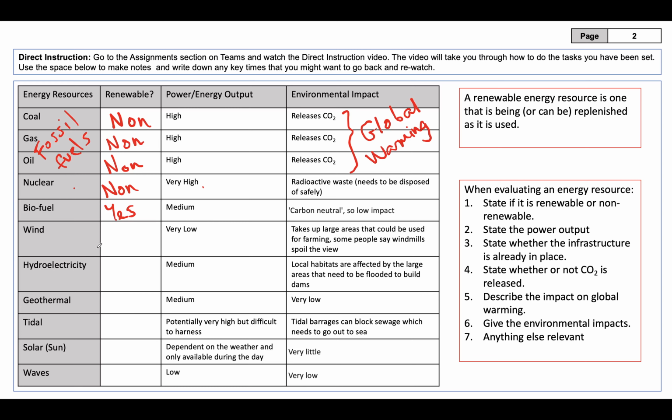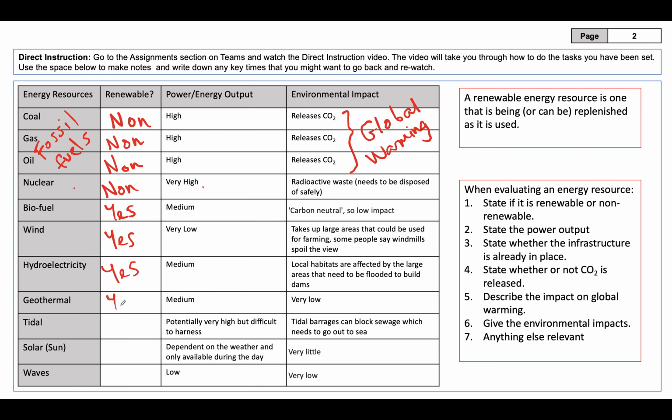Wind, so you've got big turbines that spin round and they generate electricity in the wind. That is renewable. Problems are it doesn't give you very much energy, and you need to build lots of them, so it's a bit of an eyesore, so you have your environmental impacts here. Hydroelectricity is also renewable, so you basically build a big dam that stores water at a high point, and then as the water drops down through a pipe, you can use it to turn turbines and generate electricity.